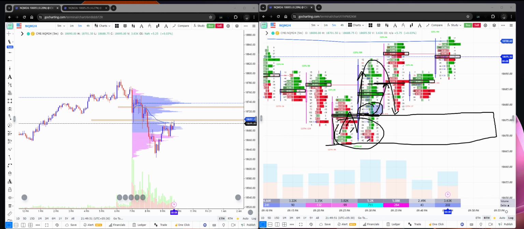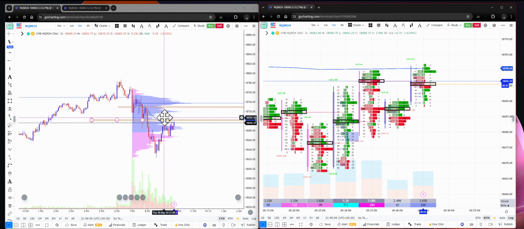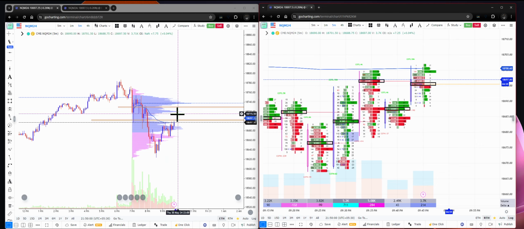Okay, so having said that, let's go into the current market scenario, and then we look for a place where we can find a scalp either to the long side or the short side, depending on the condition that we have.